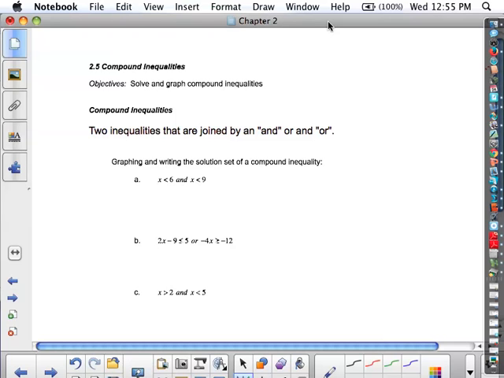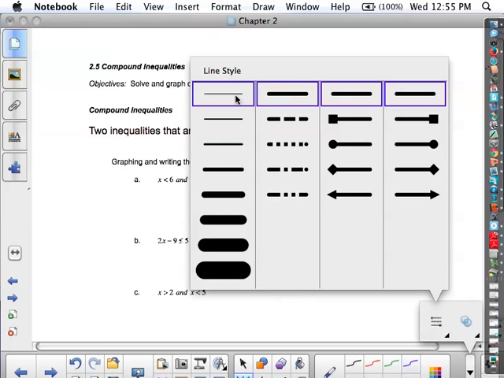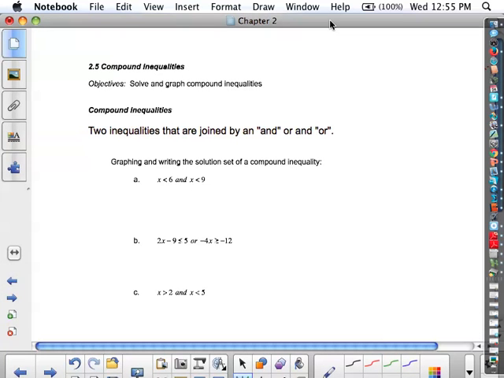So when you look at these compound inequalities and you want to graph them, you can put them on the number line. Graph them first so that you can get an idea of what they look like. So A here says that x is less than 6, and it's an "and". Okay? So here is 6, here is 9. x is less than 6, x is less than 9.